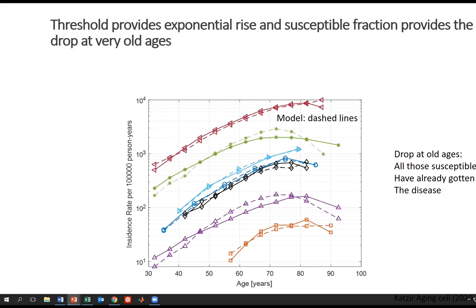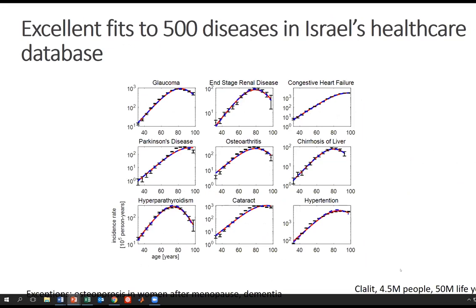And the drop at old ages is because at old ages, everyone susceptible has already gotten the disease. So this heterogeneity accounts for the decline. And we tested that with a huge database we have for half of the Israeli population over 10 years, 50 million life years. We have 500 disease incidence curves, and you get these very nice fits.